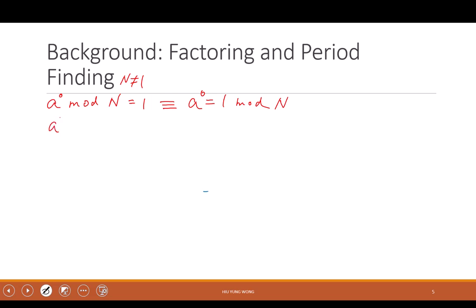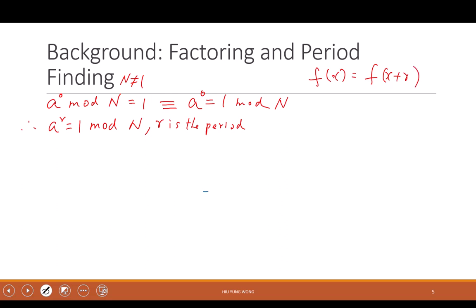Okay, there is one thing. How about a to the r equal to 1? I say, therefore, a to the power r is also equal to 1. Why is that? What is r? Remember, I just stated r is the period. Of course, a to the power 0 is 1. Then after r, it must be 1, because that is the period by definition. Period means that f of x equals f of x plus r. This is the period of the function.